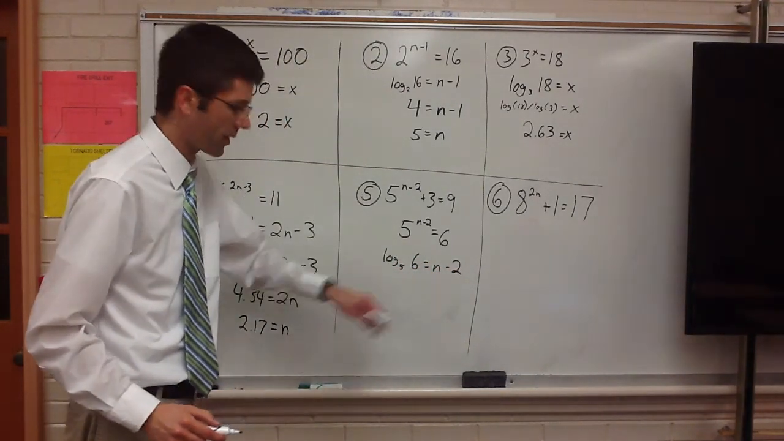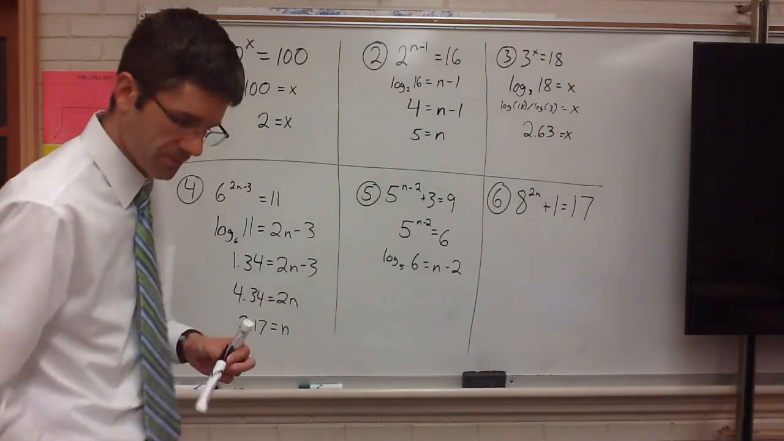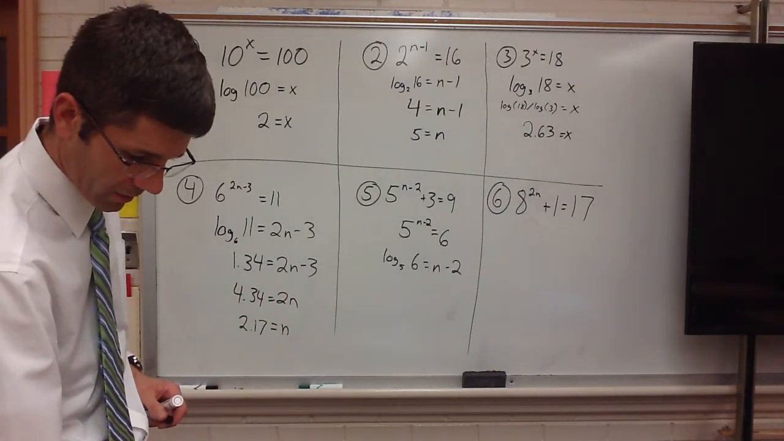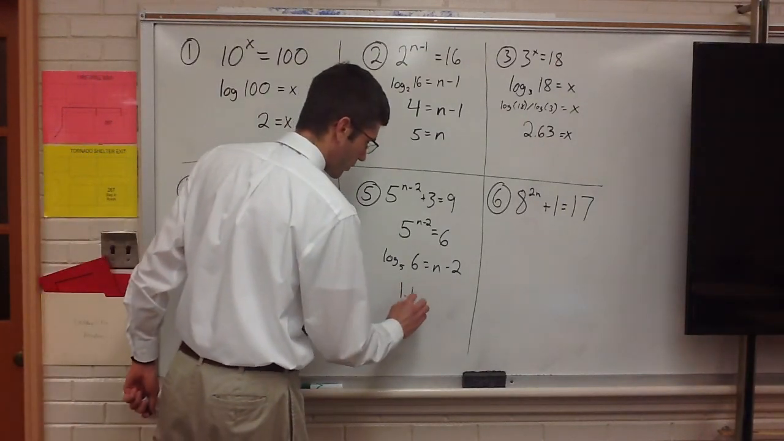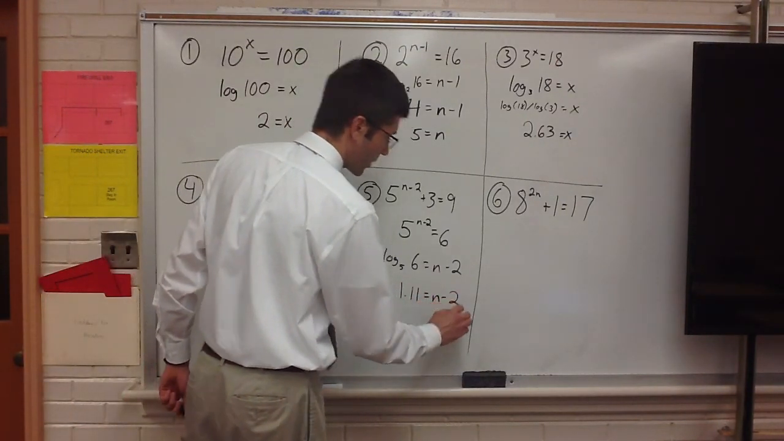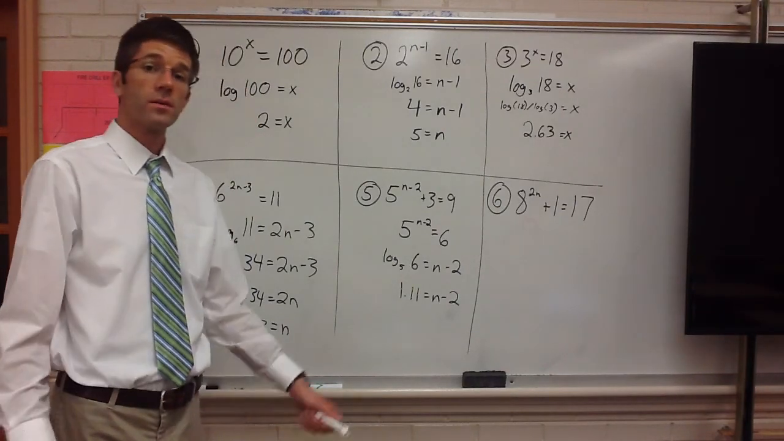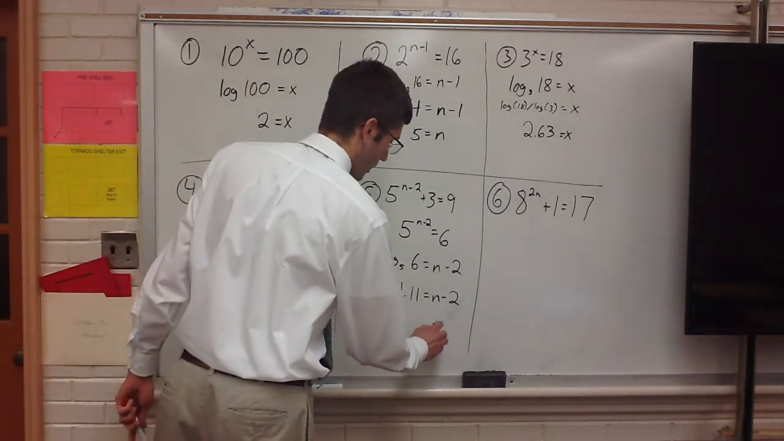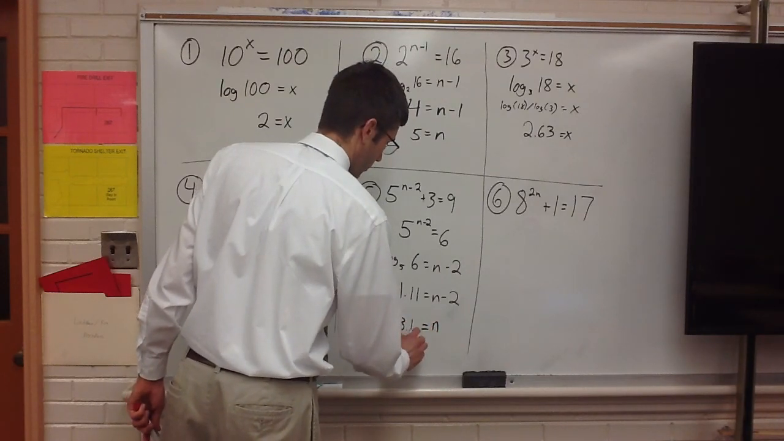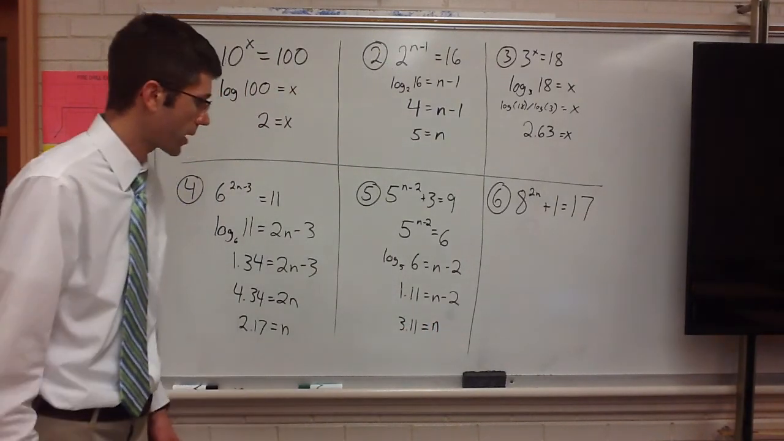And we will find out what that is in our calculators. Log of 6 divided by the log of 5. And we have 1.11. 1.11 equals n minus 2. And now we need to add 2 to both sides to solve it. So we'll add 2, and we get 3.11, which is a highway. It's also a band.